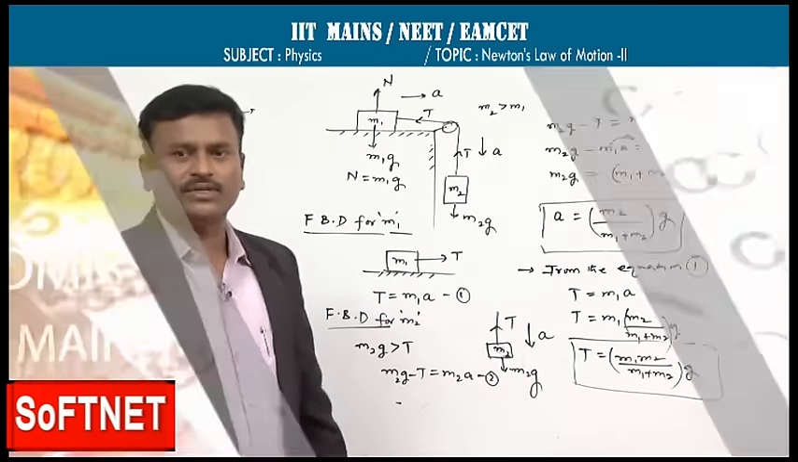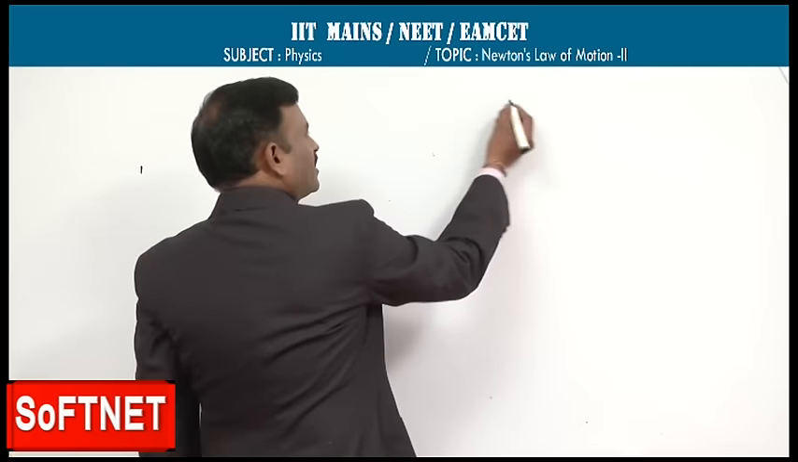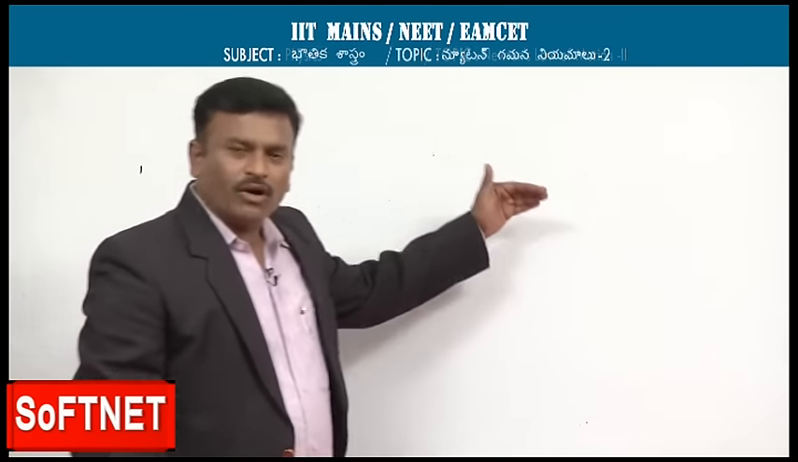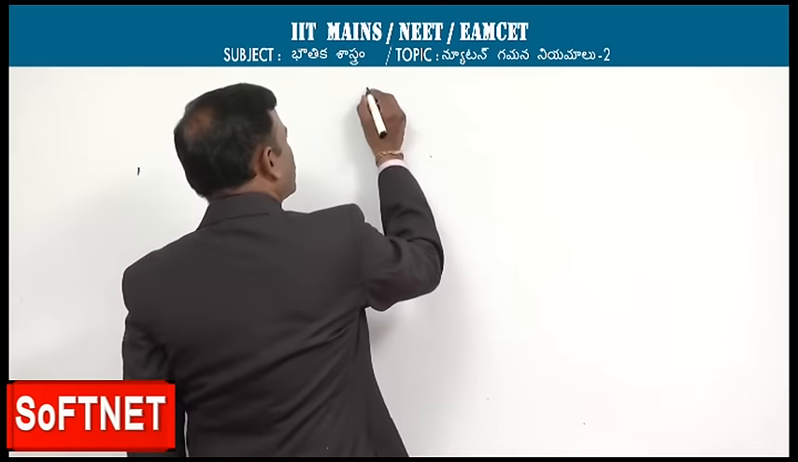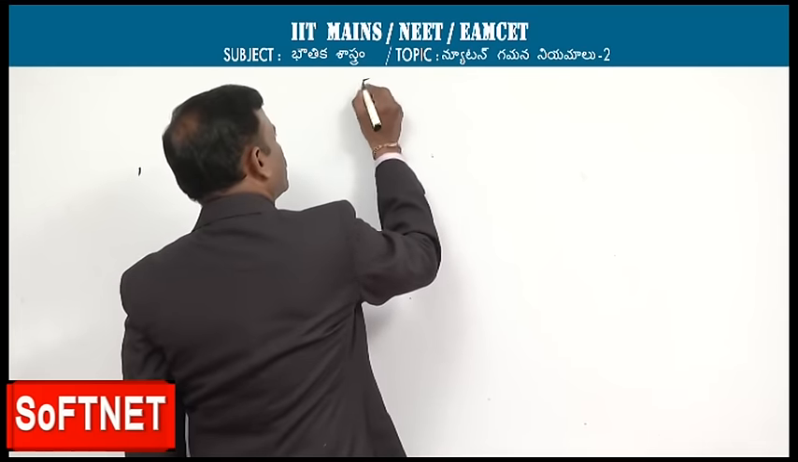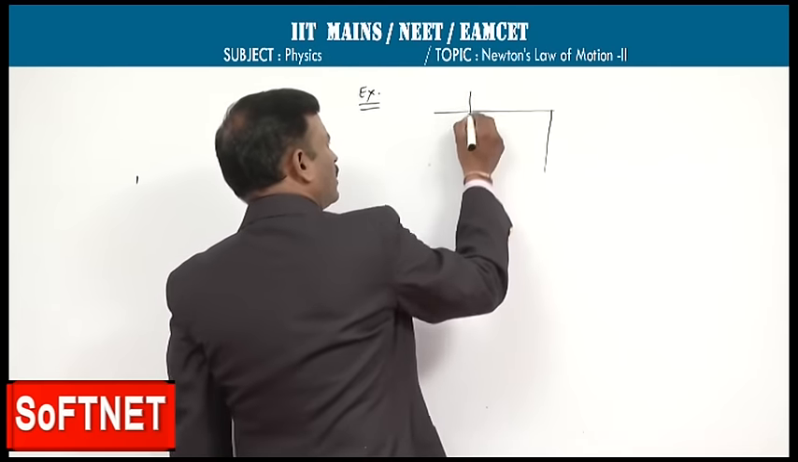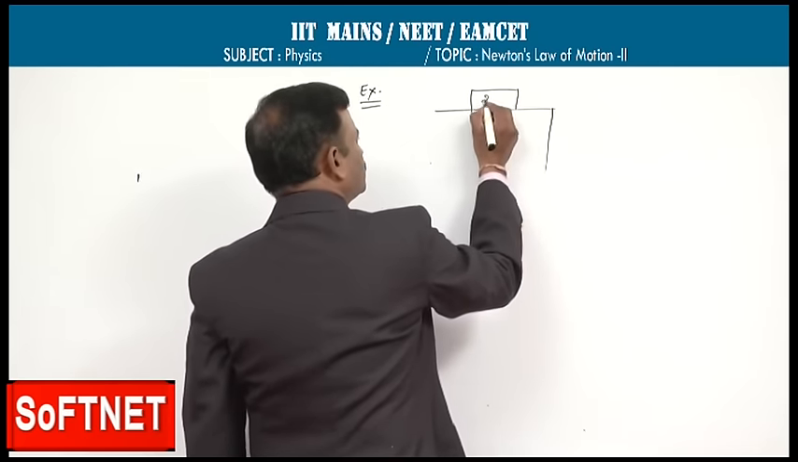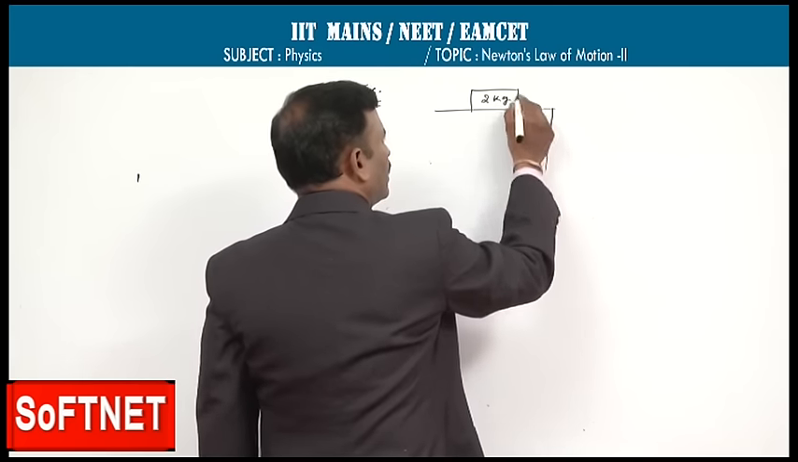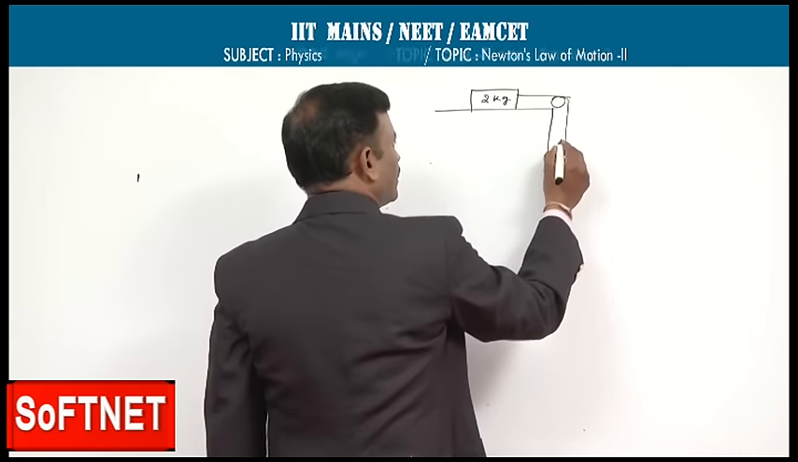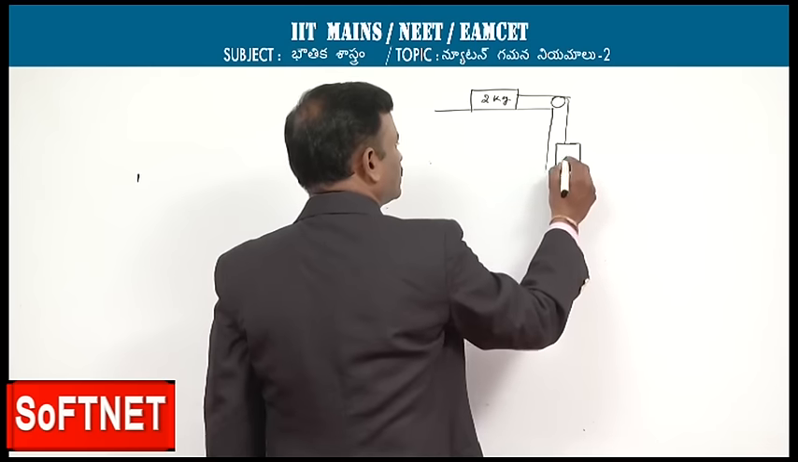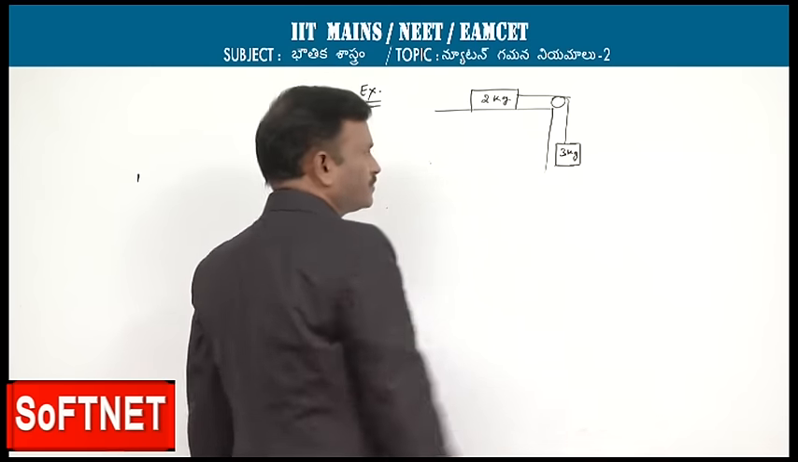Let us see an example. In the same concept, let us take an example problem. Let us take a body of mass 2 kg connected to a body of mass 3 kg.